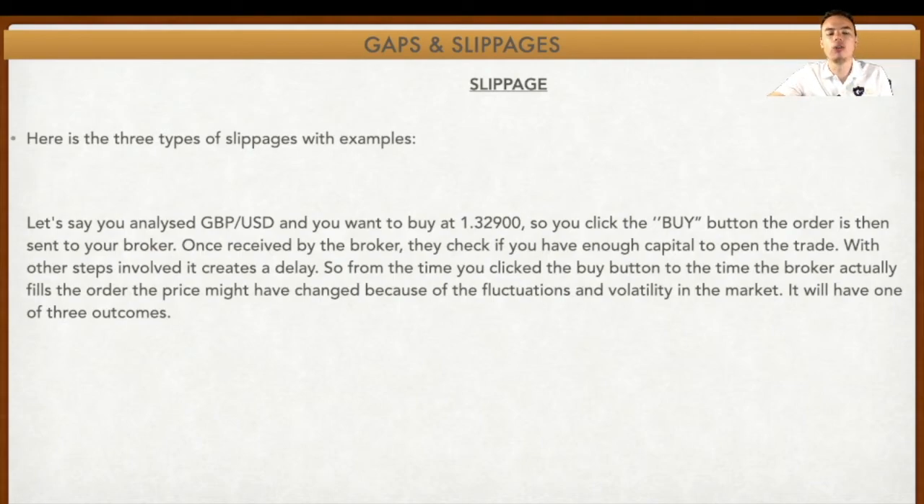With other steps involved, it creates a delay. Now, the time that you click the buy to your broker eventually opening your trade, there might be a change in price, especially if the market is very volatile. Because like I said, they have to check this, they have to check that, then they have to enter for you. So if the market's very volatile, fluctuating so aggressively, of course it's gonna enter at a different price.